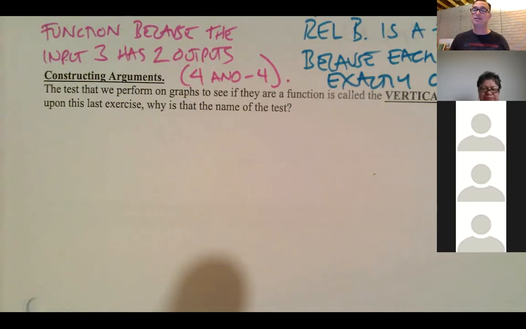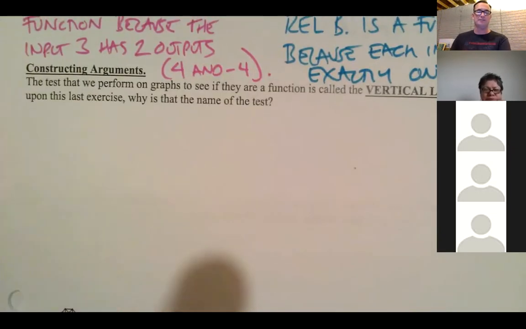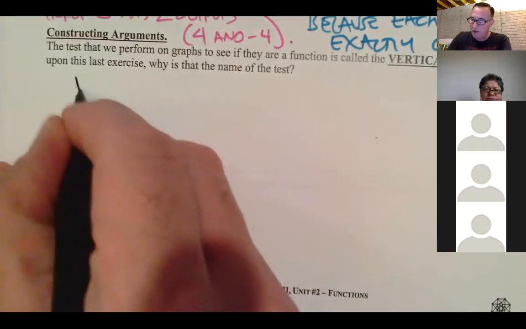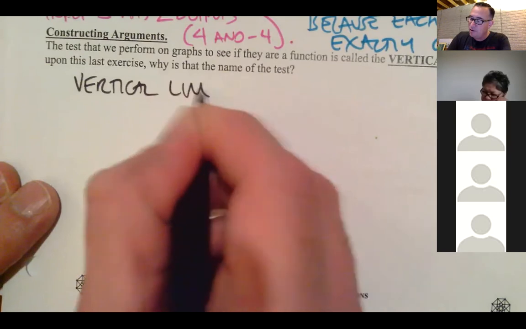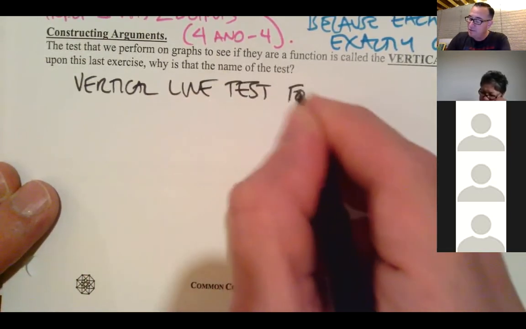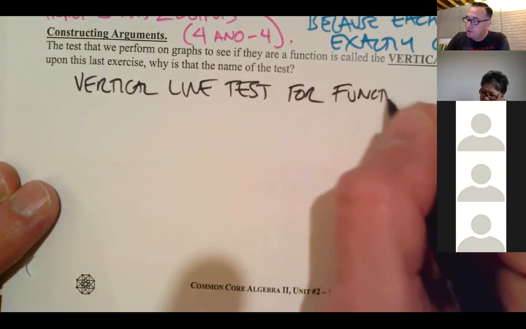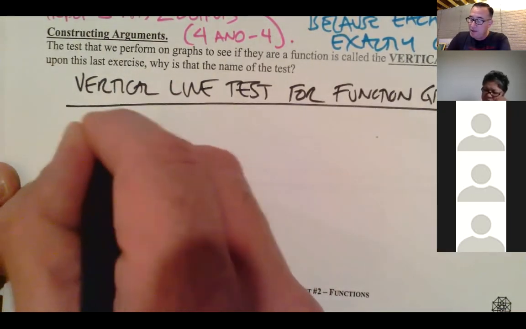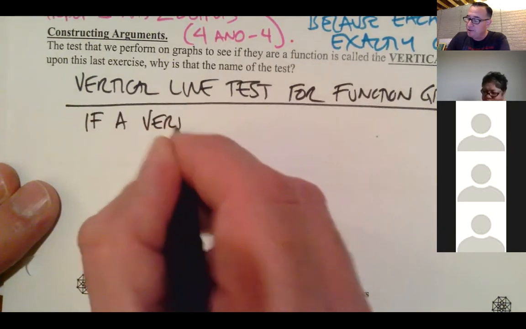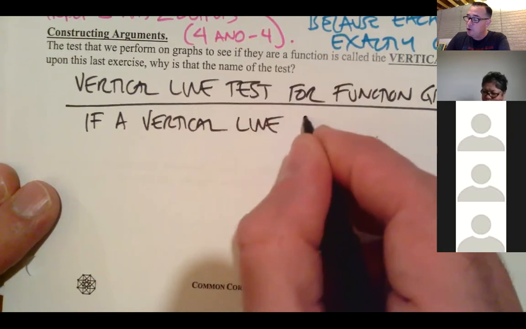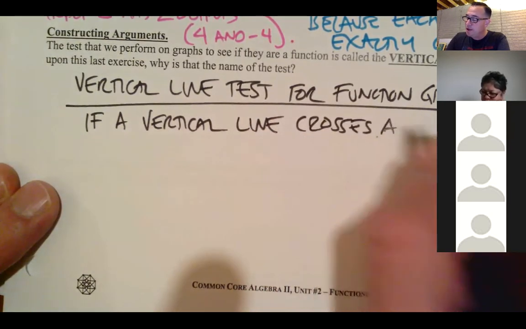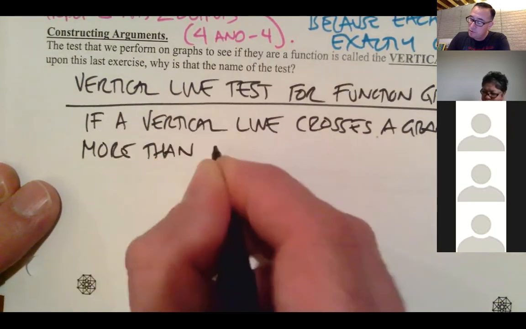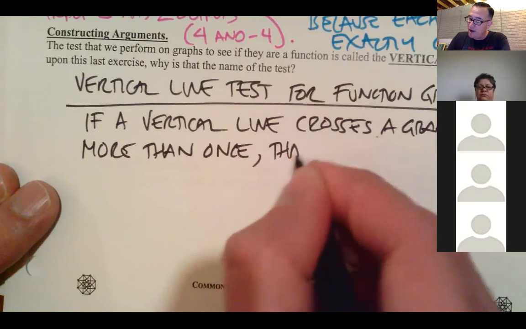All right, guys, here's the deal. We could do a constructing arguments, but we kind of already talked about it. So let's just talk about the vertical line test. So I'm going to write this down. It would be a good idea for you to write it as well. Vertical line test for function graphs. And it goes like this. If a vertical line crosses a graph more than once, that graph is not a function.